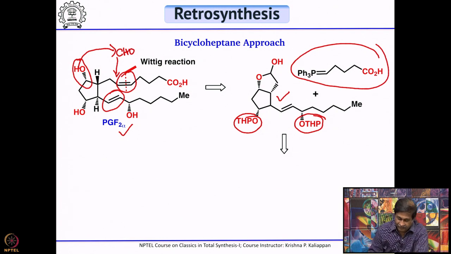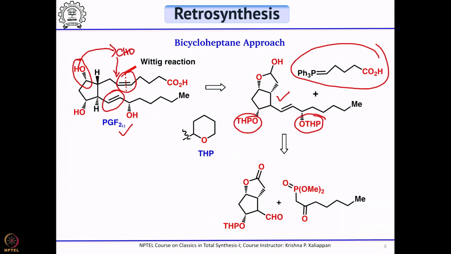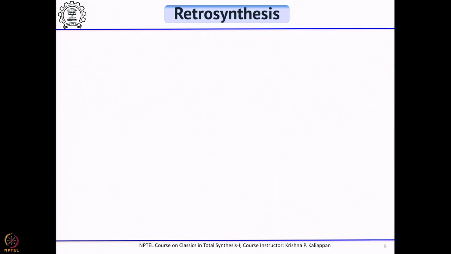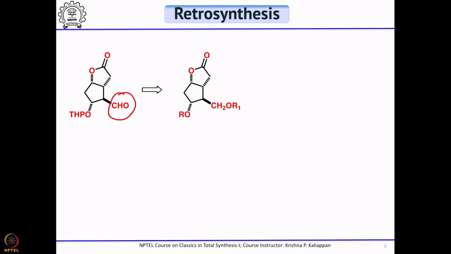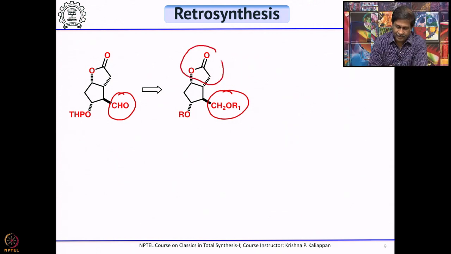Now the lactol can be obtained by DIBAL reduction of this lactone. And if you have this aldehyde, this double bond can be obtained from this aldehyde by the Wadsworth-Emmons modification. Okay. So this is very easy, and that also will give you the trans double bond. A simple Wittig will give the cis double bond, and this Wadsworth-Emmons modification will give you the trans double bond. Okay. The next step is how to get this bicyclic aldehyde. That aldehyde, of course, can be used as a protected form of the primary alcohol. Then this lactone, a 5-membered lactone.